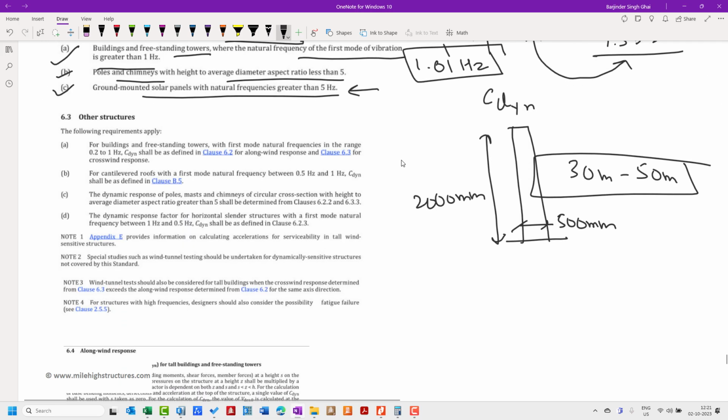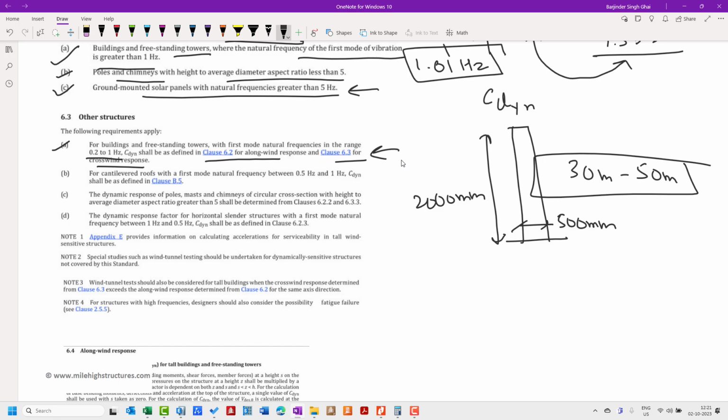So after that, for the other structures, the following requirements shall apply. For buildings and freestanding towers, in the code there are 4 different types of calculations that are given to help us calculate the Cdyn for different kinds of dynamically sensitive structures. First case is that for buildings and freestanding towers, where the natural frequency is in the range of 0.2 to 1 hertz, Cdyn shall be as per clause 6.2 for along wind and clause 6.3 for the crosswind response. We shall discuss in detail the crosswind response in a separate lecture. In this particular lecture, I am focusing on the along wind response and Cdyn values.